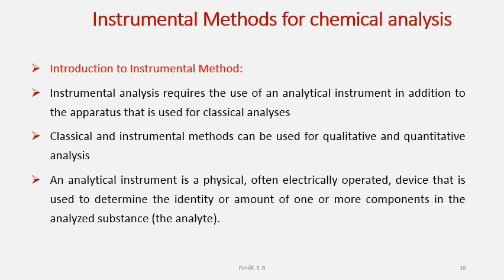So, an instrumental method is basically an electrically operated device that determines the identity or the amount of one or more compounds in a substance. So instruments are used, their principles are used, battery operated portable instruments are used, and the accuracy and the precision we are getting by instrumental methods is far more than the classical methods.